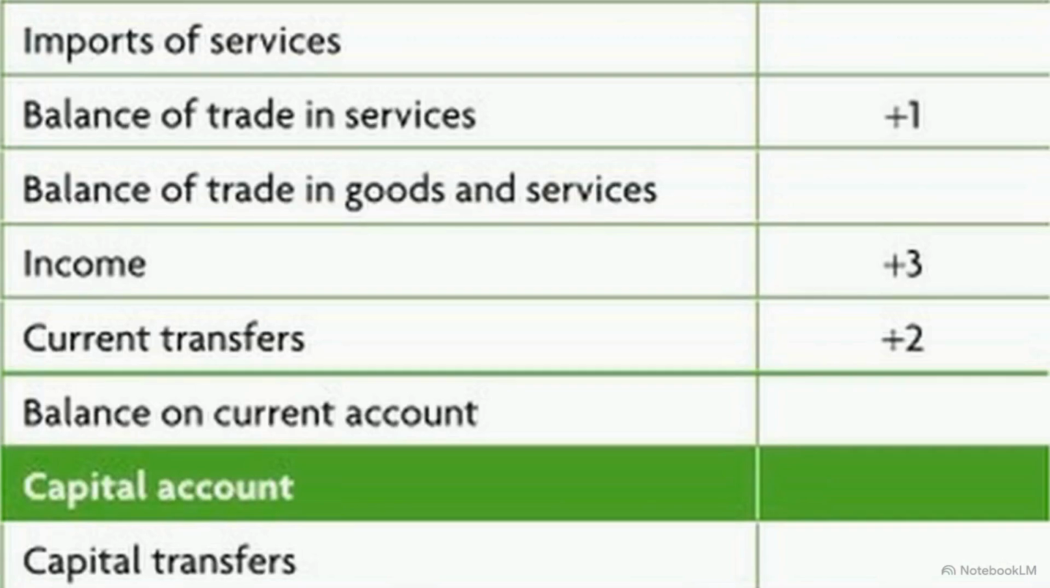Looking at this standard accounting table, we can see the full equation. Below the trade balance, the rows for primary income, listed here simply as income, and secondary income, listed as current transfers, are added to the running total to calculate the final balance on the current account.